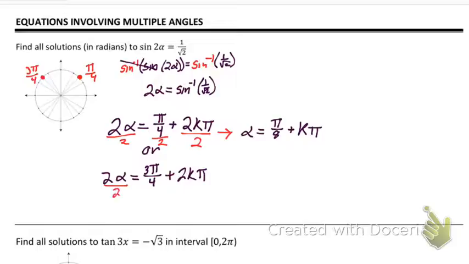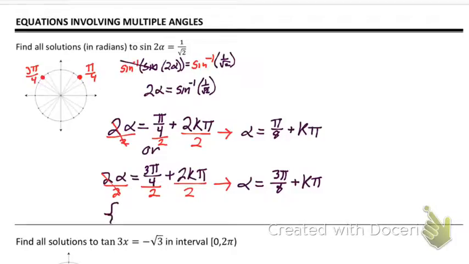I need to get rid of that 2. So I divide everything by 2. And that's going to equal alpha equals 3 pi over 8 plus k times pi. And we're done. That's it. Now we just have to put it in set-builder notation. That's all we have to do to finish this problem.